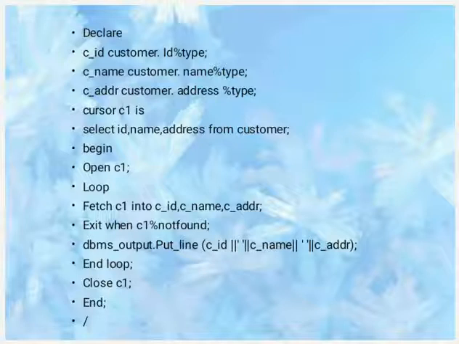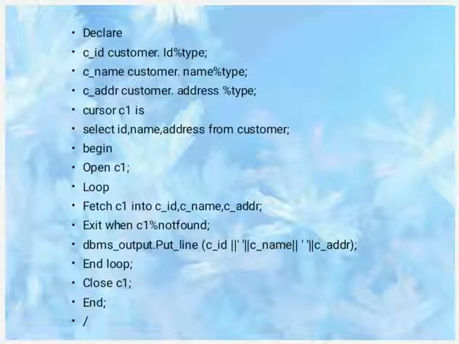Here is an example of an explicit cursor: DECLARE CID customer.id%TYPE, CNAME customer.name%TYPE, CAddress customer.address%TYPE. Here %TYPE is a type attribute which is used for declaration of variables. CURSOR C1 IS SELECT ID, name, address FROM customer.